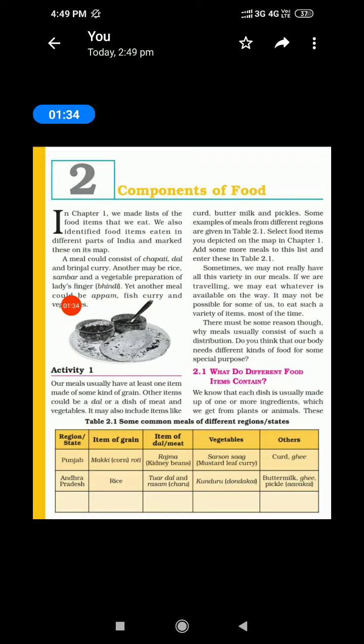Listen all of you. Look at the table. Region, state: Punjab. Item of grain, makki. Makki means corn. Next, item of dal or meat, rajma, kidney beans. Then vegetables, sarson saag, mustard leaf curry. Others, curd, ghee.